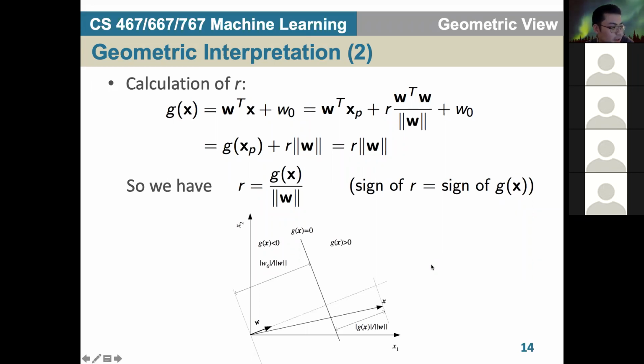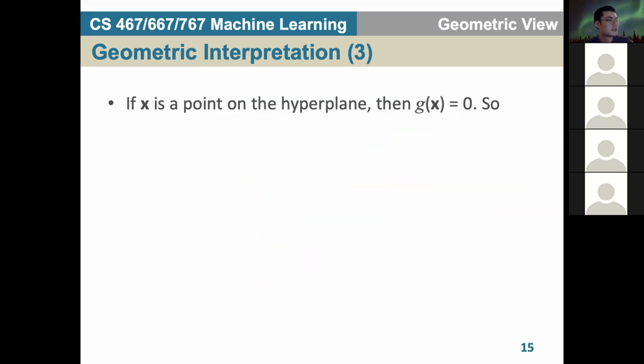Can you repeat what you say? The orthogonal distance from the point to the line is r. Yeah, exactly. So it's the perpendicular distance to this line, but the sign depends on whether you are on the positive side or negative side. If you are very positive, it's maybe positive 5, positive 10. If you are very negative, it's negative 5, negative 10. But the distance is 5 or 10. Is this okay? Okay, Professor. Yeah. Let's continue.